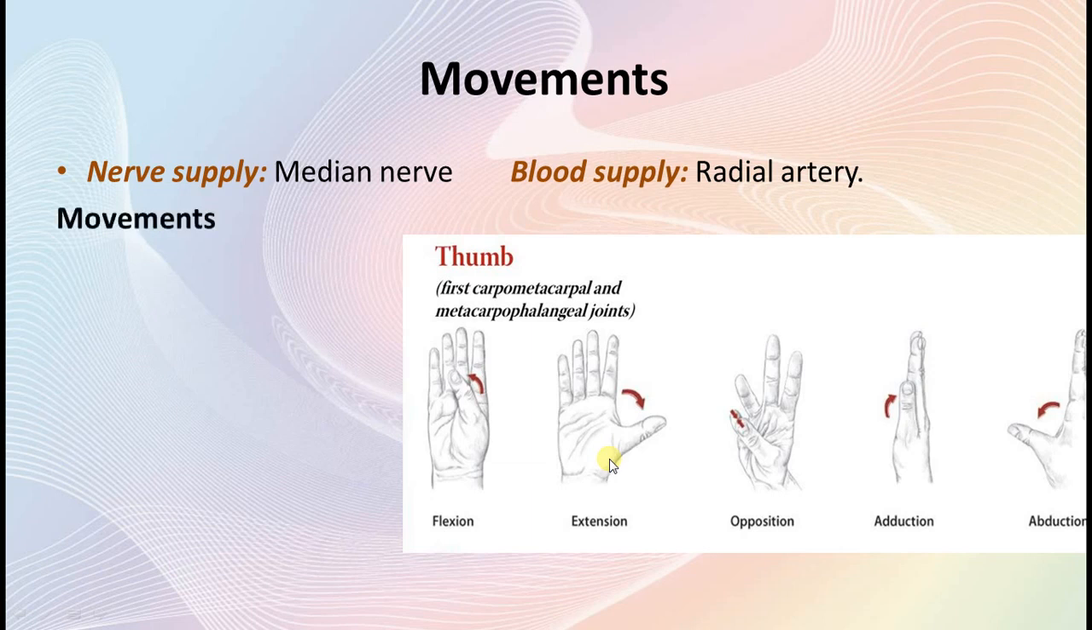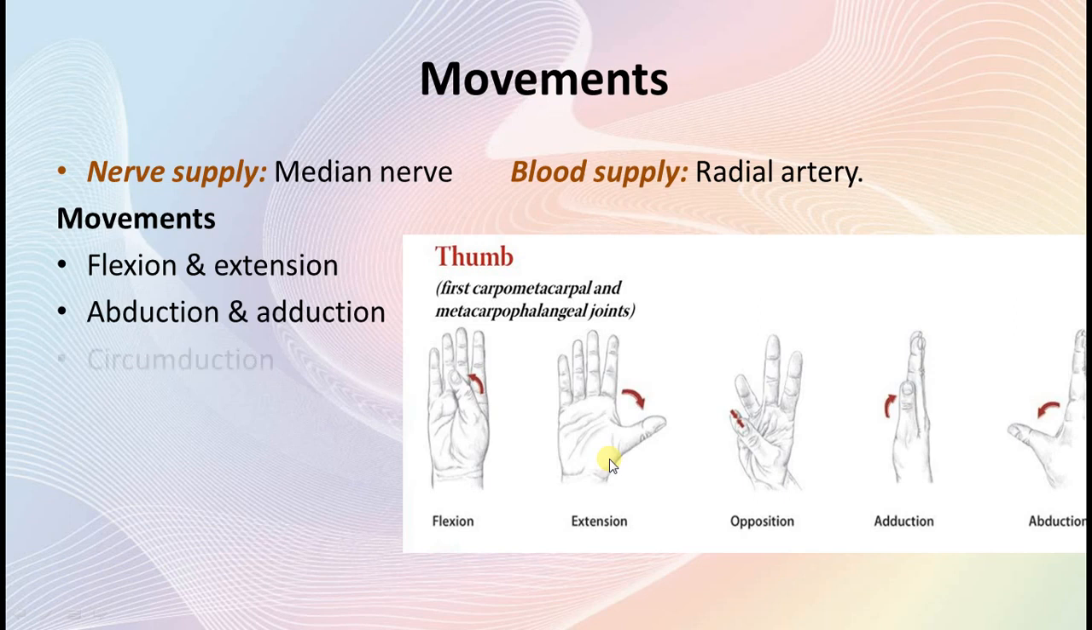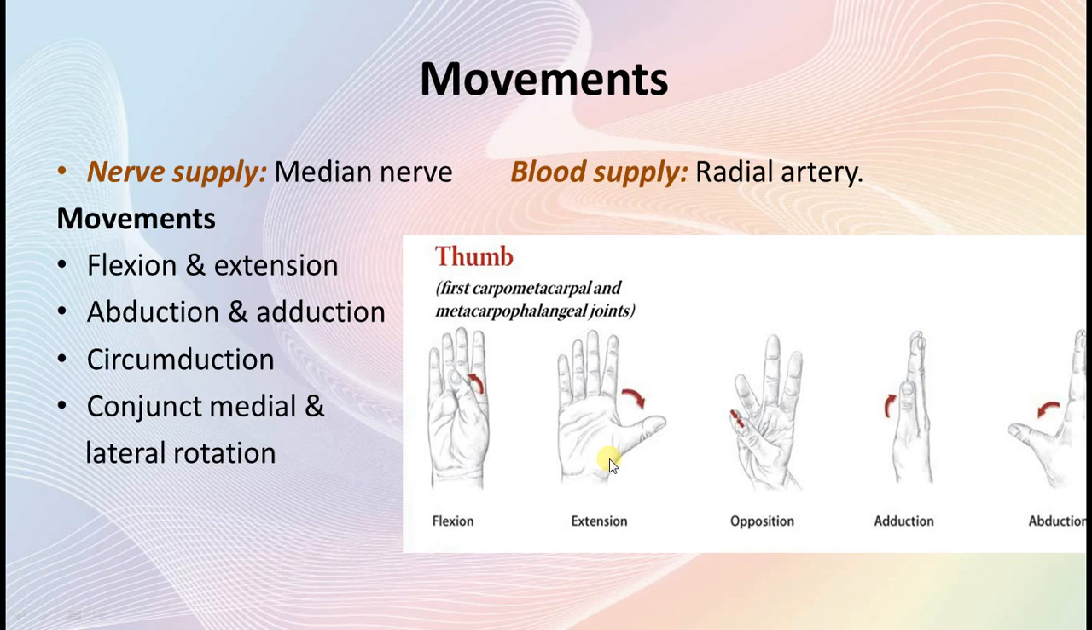Now coming to the movements, as I told you: flexion and extension, abduction, adduction, then circumduction and opposition. There is also, to some extent, conjunct rotation. You get an associated medial and lateral rotation. Then very unique is the opposition of the thumb, the opposing movement of the thumb. Some books also refer to the reverse movement of opposition as retroposition. Coming back to the resting position is called the retroposition of the thumb.